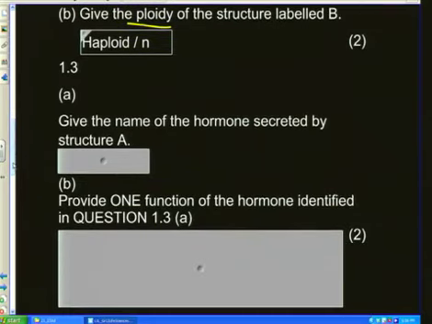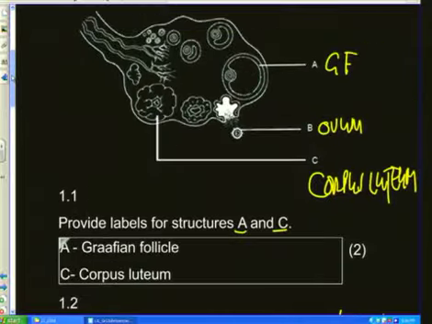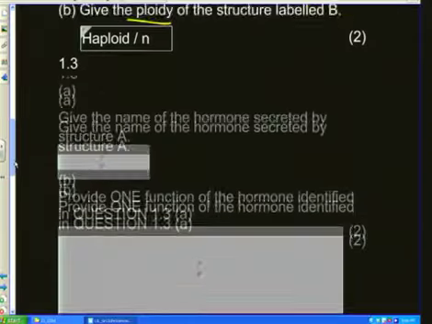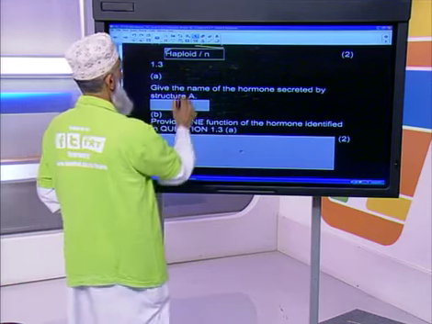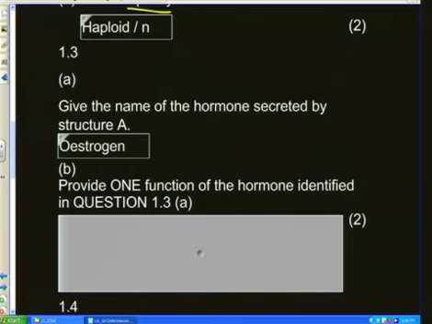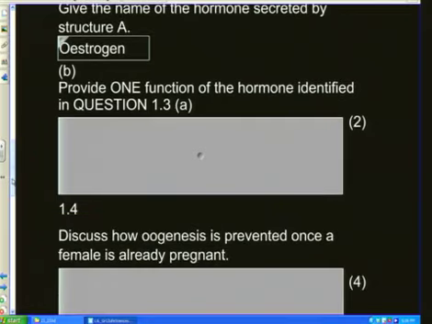Give the name of the hormone secreted by structure A. Structure A was the Graafian follicle. So the hormone, there is only one hormone. Notice it said the hormone, it's not hormones, one hormone, and that would be estrogen.